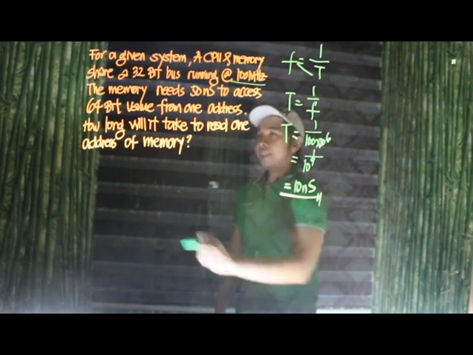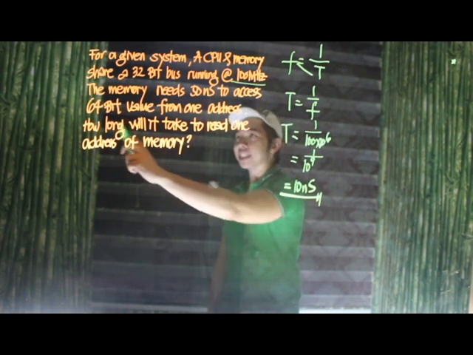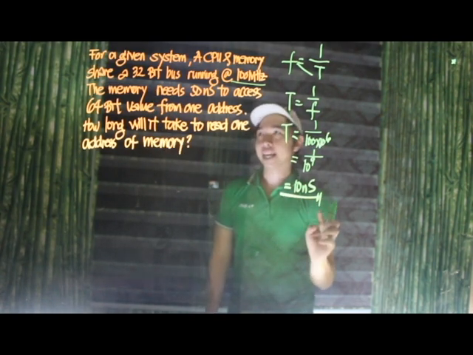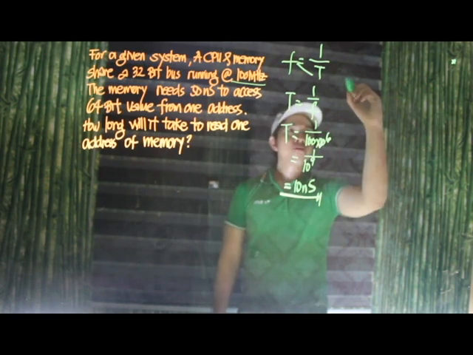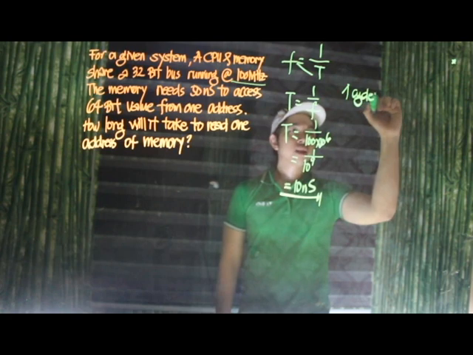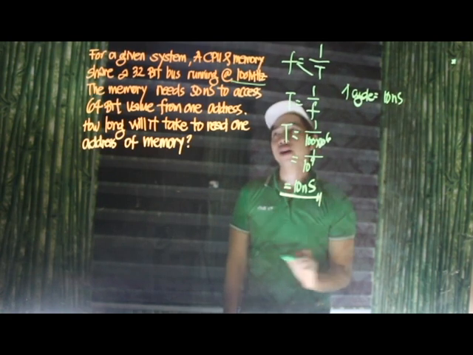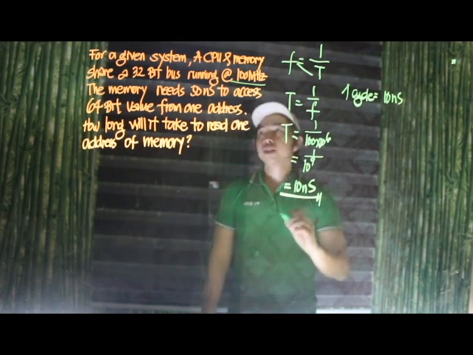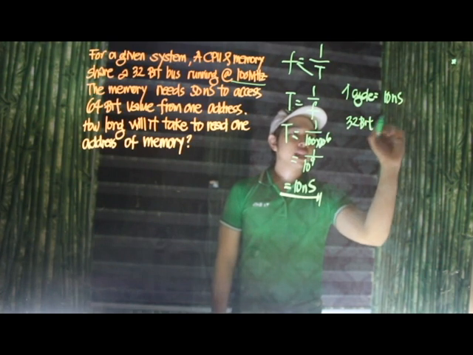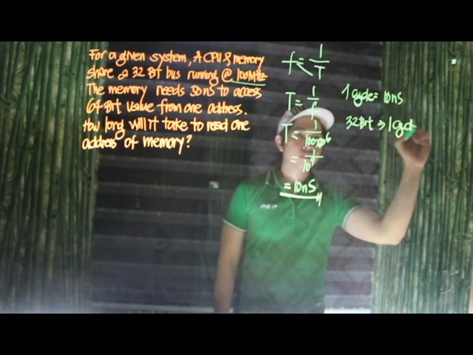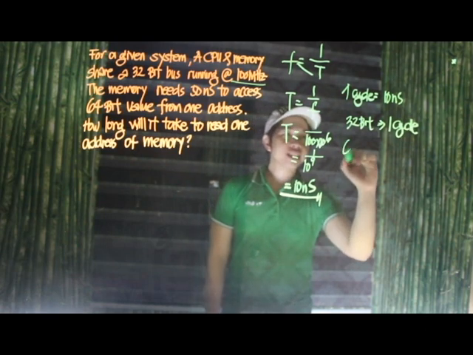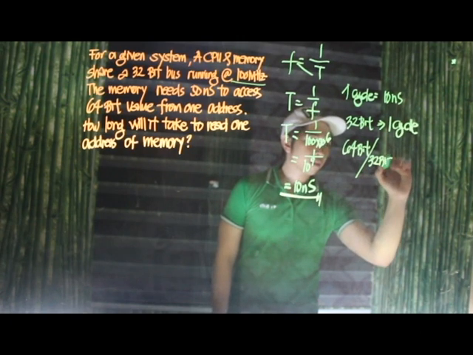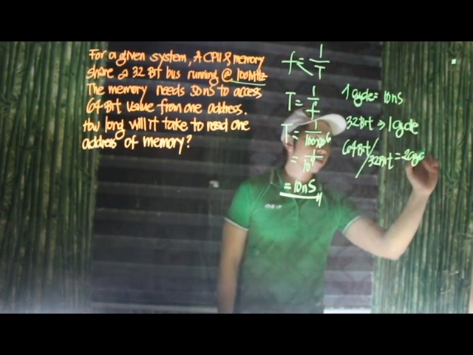Now, the memory needs 50 nanoseconds to access a 64-bit value from one address. And a 32-bit transfer is one cycle, which needs 10 nanoseconds. So we have three conditions, and we need to tabulate all that. For every 32-bit, that would be one cycle. For 64-bit, we divide by another 32-bit, and that would be 2 cycles.